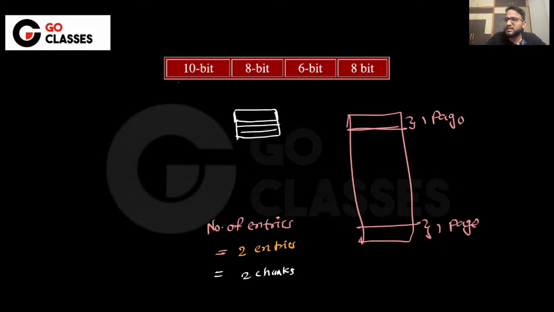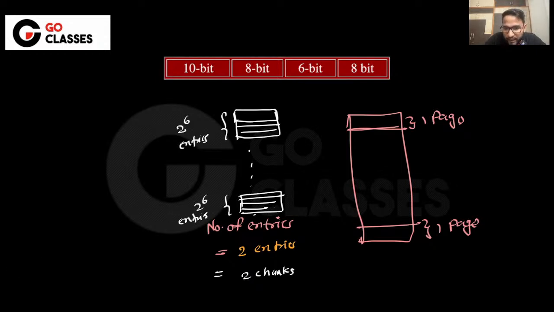There are how many chunks? There are many chunks actually. Each chunk is having 2 power 6 entries, and similarly this is the last chunk. It is also having 2 power 6 entries, right? I need one entry here that will point here. I need one entry here that will point here. So actually I still need two chunks. That's the problem. If I'm not using pages continuously, then it becomes a little tricky.